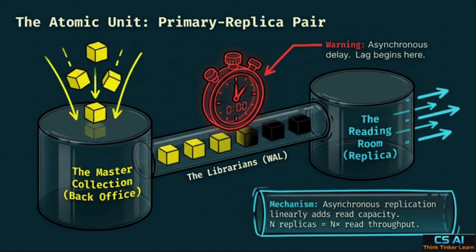The solution is the primary-replica pair. Think of the primary as the back office where the master collection is managed. This is where all the ACID-compliant writes happen. The replicas are like reading rooms. We use asynchronous replication to stream the write-ahead log from the back office to the reading rooms. This linearly adds capacity. N replicas roughly equals N times your previous read throughput, allowing you to serve millions of users without melting your primary node.